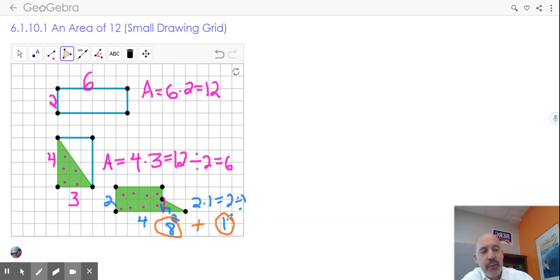Some of you guys are just randomly cutting areas in half for no reason, or you're taking shortcuts and you're not really looking at rectangles versus triangles. So please focus hard on this test. It's going to be hard, but you can do it.